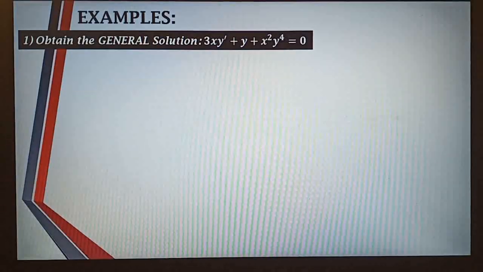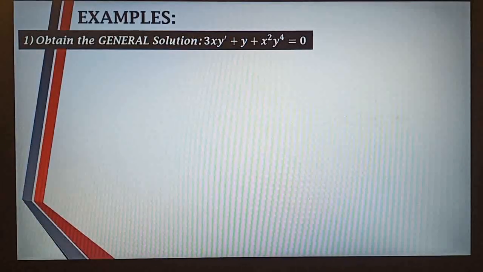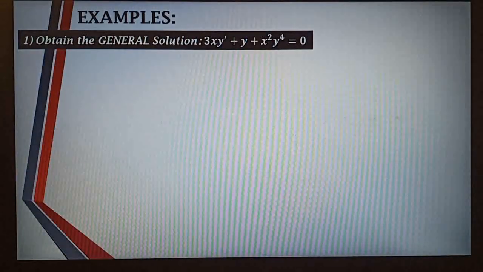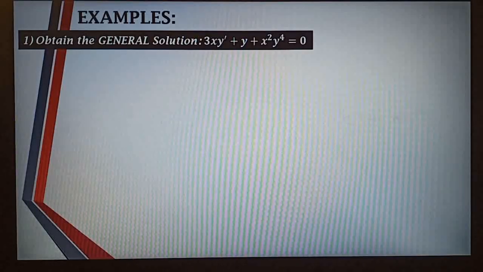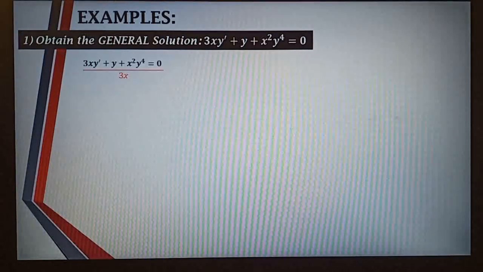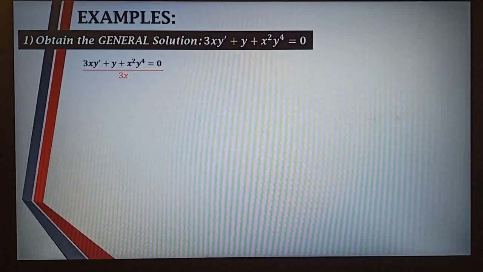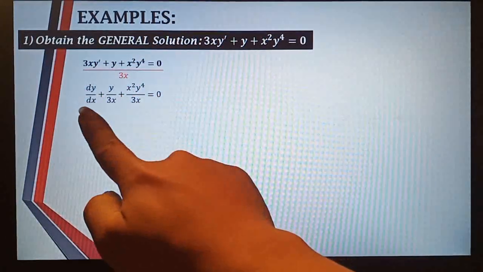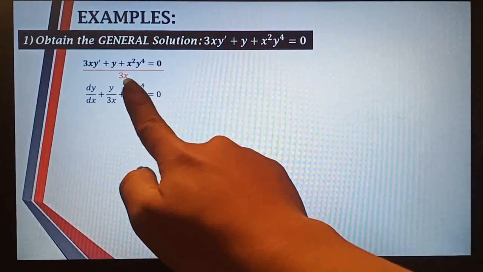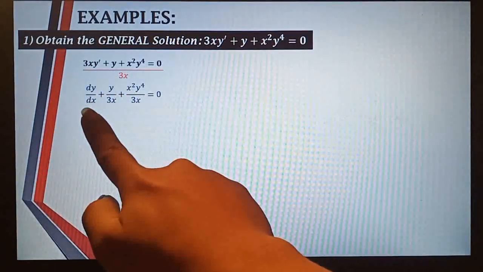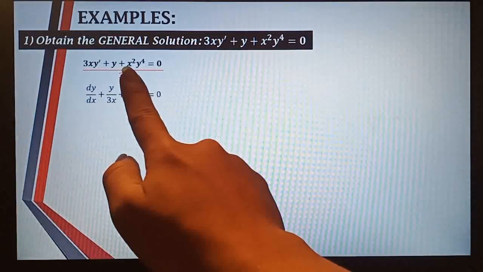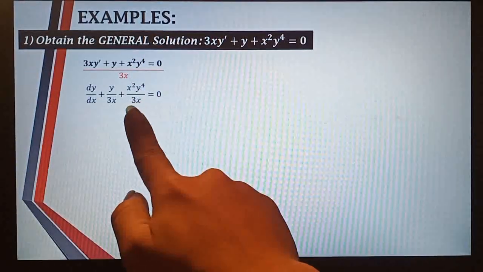Example number 1 is you need to obtain the general solution of the equation 3x y prime plus y plus x squared y raised to 4 equated to 0. So in this case, we need to divide the whole equation by 3x. So you will now have y prime is said to be dy over dx. So pag dinivide natin to dito, ang matitira lang is y prime, which is dy over dx. Tapos y over 3x plus x squared y raised to 4 over 3x then equated to 0.